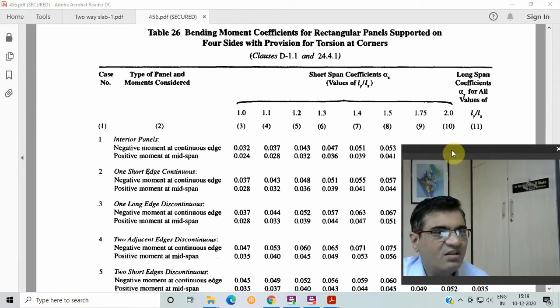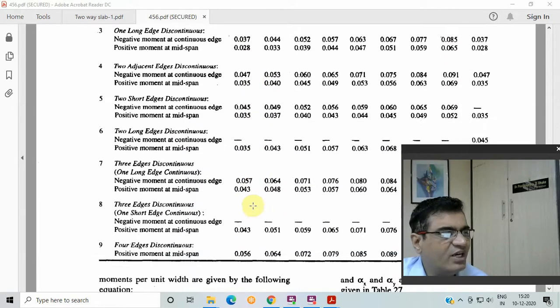Here, column number 3 to column number 10, all these columns are according to aspect ratio. Now we got aspect ratio 1.01, so we are going to refer to column number 3. Already all four edges are discontinuous, so for discontinuous we need to use the last case, case number 9, four edges discontinuous. When four edges are discontinuous, for the first aspect ratio, the value is given as 0.056.